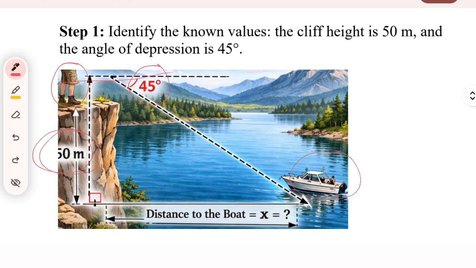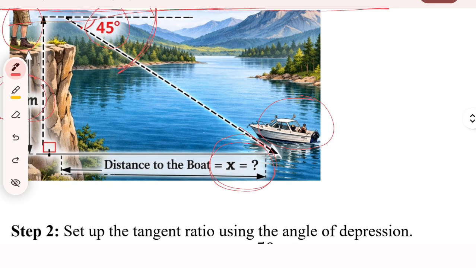It is from the horizontal line of sight, and then you go down. You look down. So it is below the horizontal line of sight. It's the angle of depression. So when you look at the boat, the question is: how far is the boat from the base of the cliff?